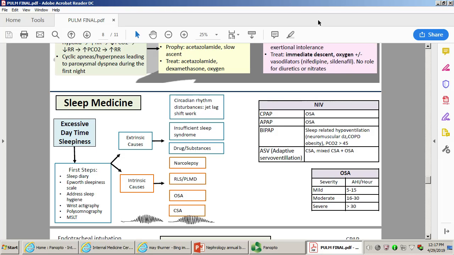First line pressor in septic shock? Yes, norepi. Good.